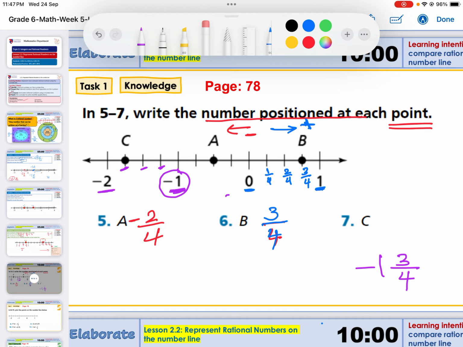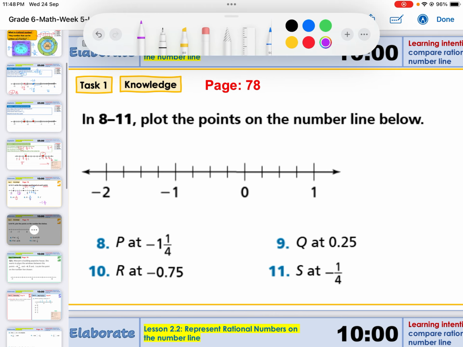You start counting according to the first whole that the point is located in between. Okay? So again, you check the point is located between which two whole numbers, and then you start going in the direction of that point. It could be to the left, it could be to the right. Okay, if it's to the right, it's positive. If it is to the left, it's going to be negative.